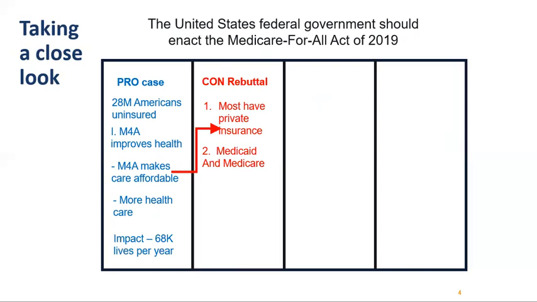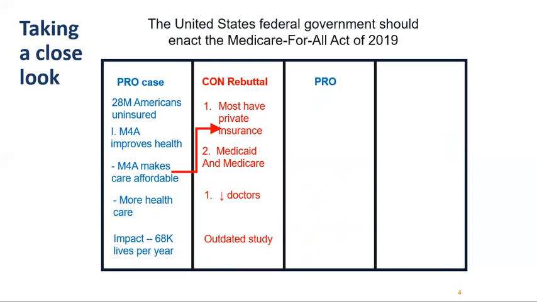Pro then argues that Medicare for All would improve the care that Americans get. But as Jones of the Harvard Chan School explained in 2019, Medicare for All would cut payments to doctors, reducing the supply of doctors over the long run. Finally, pro's impact of 68,000 lives a year is based on a study that is 10 years old and hence outdated. Now, subsequent speeches would show up to the right on this flow sheet.